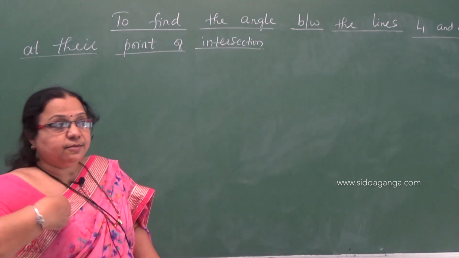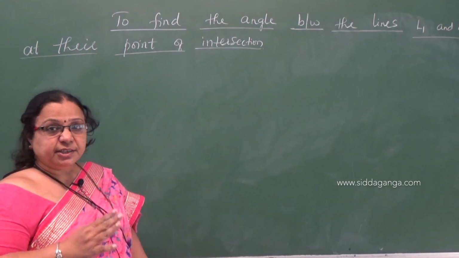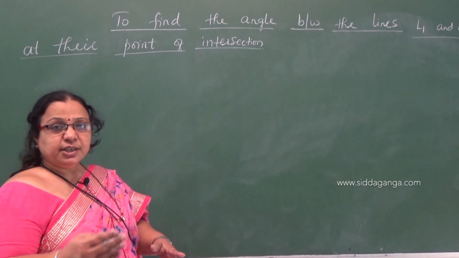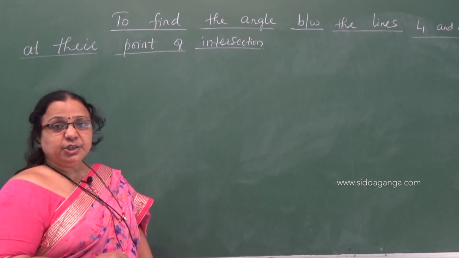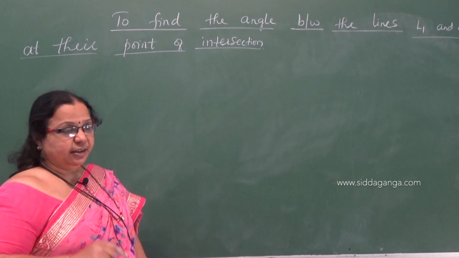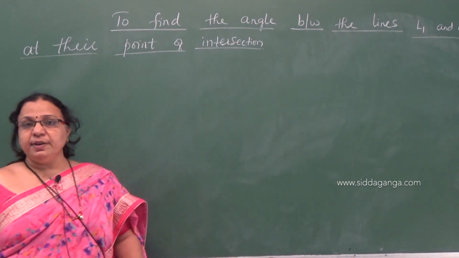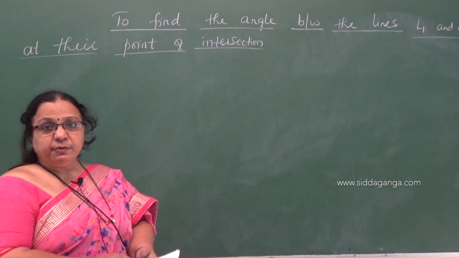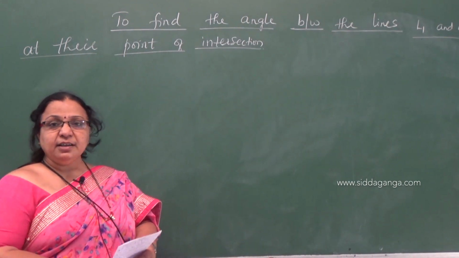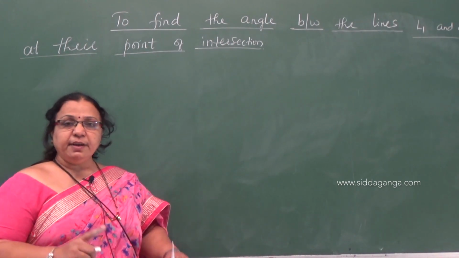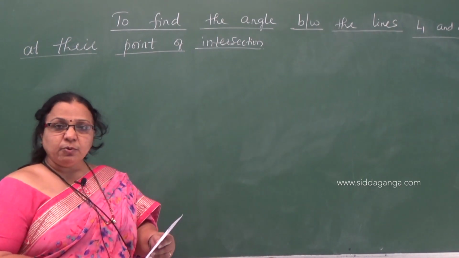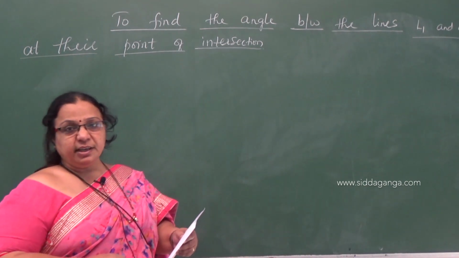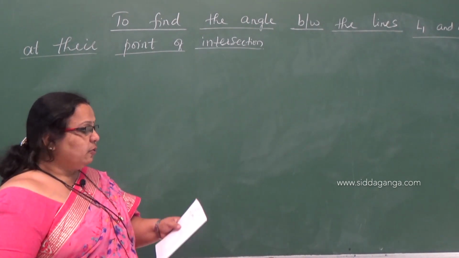Point of intersection. When two lines intersect, one angle is acute and the other angle is obtuse, such that when we add those two angles it should be equal to 180 degrees. We already know that, we learned it in lower classes. So the angle between the two lines at their point of intersection: we will have two angles, one is an acute angle and another is an obtuse angle. When we add those two angles, it will be equal to 180 degrees.